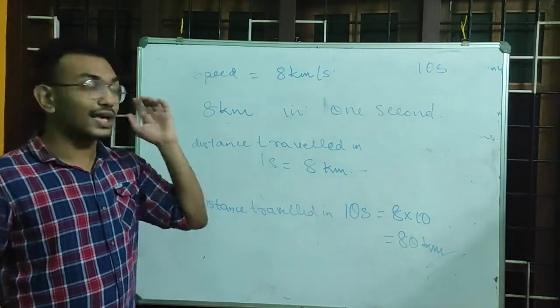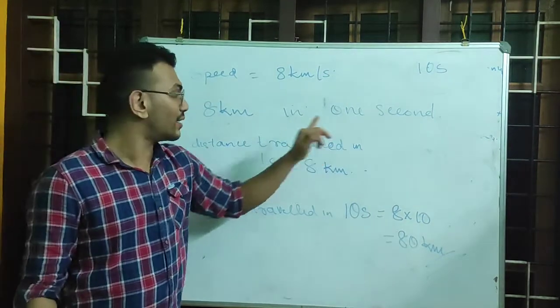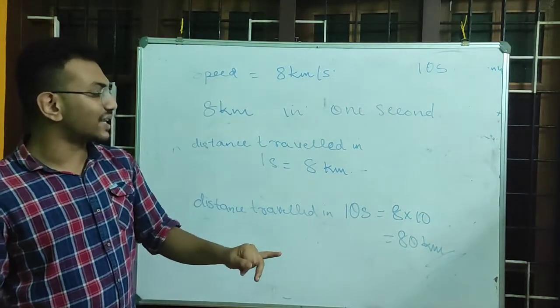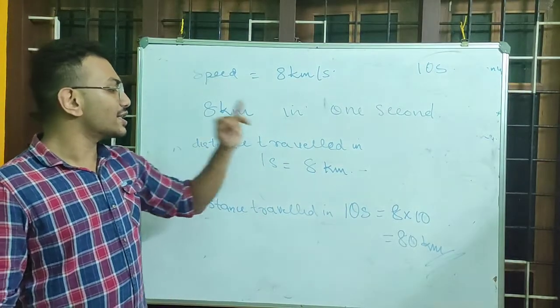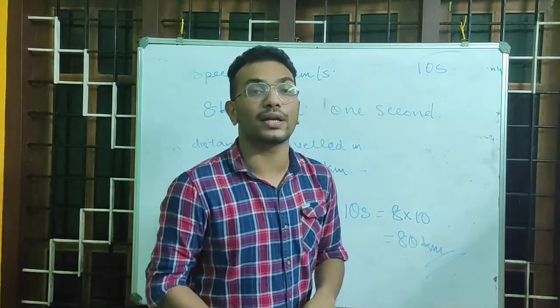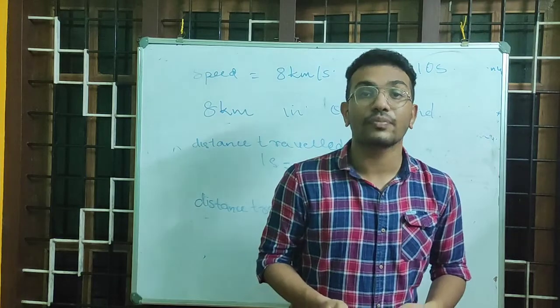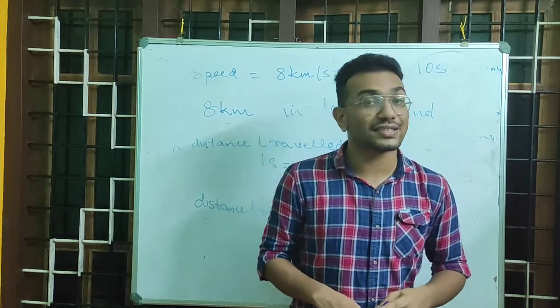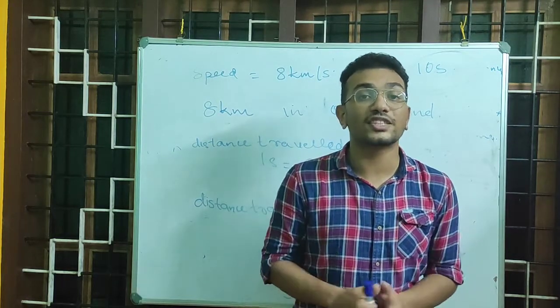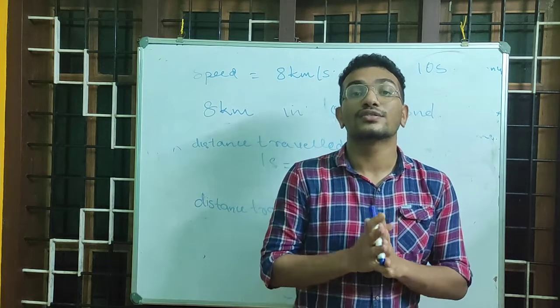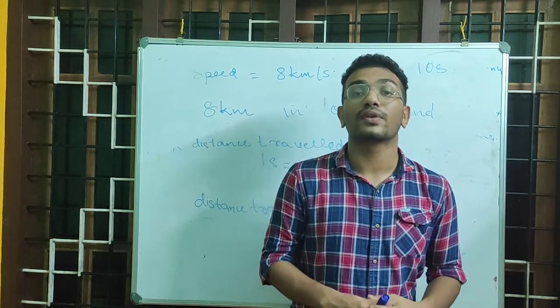Same kind of question. 8 kilometers in 1 second. How many kilometers in 10 seconds? So we have to multiply 8 into 10. So 80 kilometers. Is this clear? If you have any doubts, we will discuss it. So write all these problems, solve it, study the conversions thoroughly.